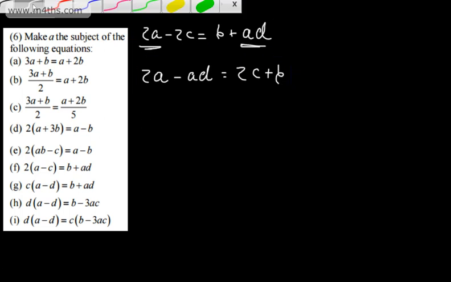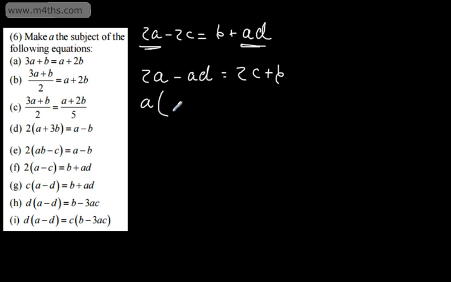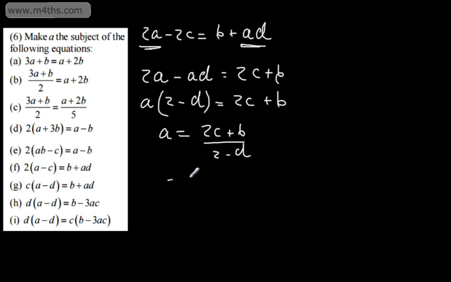And again, I can factor a out here. So if I take the common factor of a, that leaves me 2 minus d is equal to 2c plus b. I just want a, so a multiplied by this quantity is 2c plus b, so I'm going to divide both sides of the equation by the quantity now in the brackets. 2c plus b divided by 2 minus d, and that is done. You might have got a different answer, because what I could have done here is subtract b from both sides and subtract 2a from both sides.